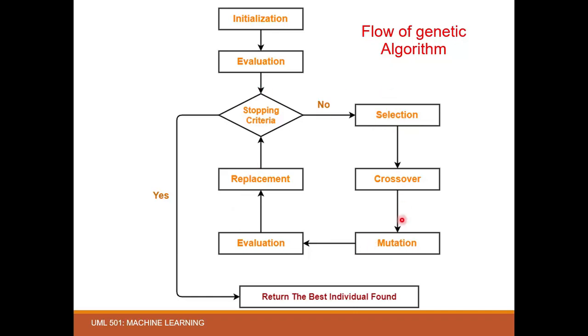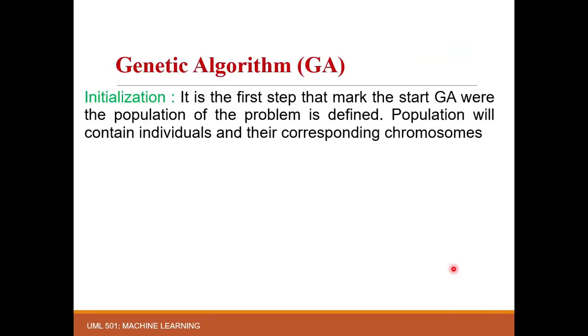Now we will discuss each of these steps one by one in this lecture and in the upcoming lecture. First of all, initialization. What is the meaning of initialization? It is the first step that marks the start of the genetic algorithm, where the population of the problem is defined. So here you have to make the population of your problem. The population will contain individuals and their corresponding chromosomes. Let us see how these individuals or chromosomes are represented.